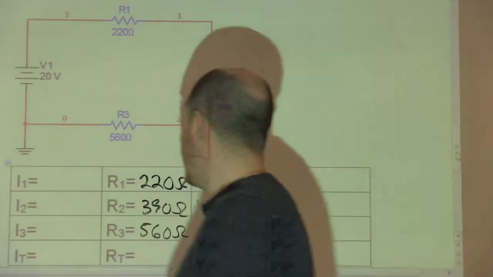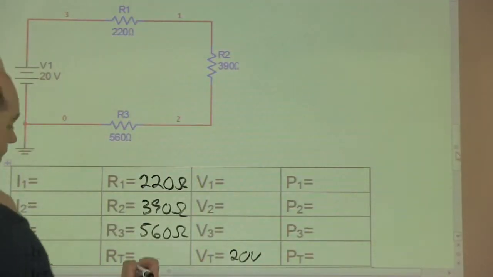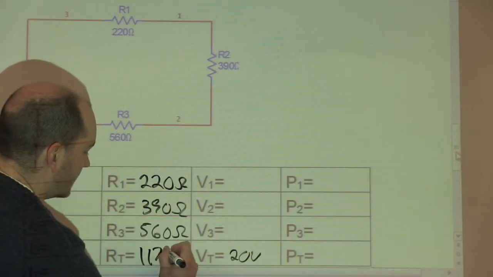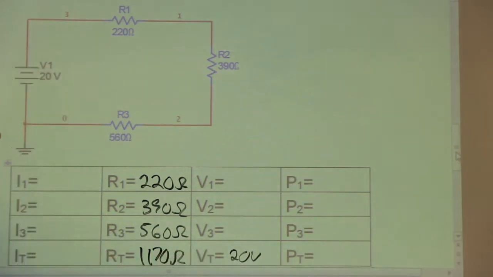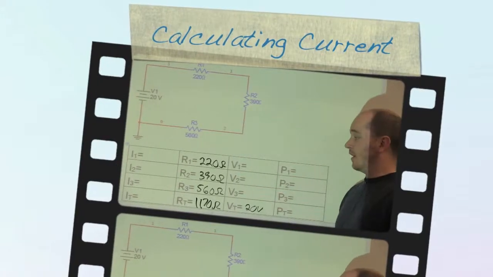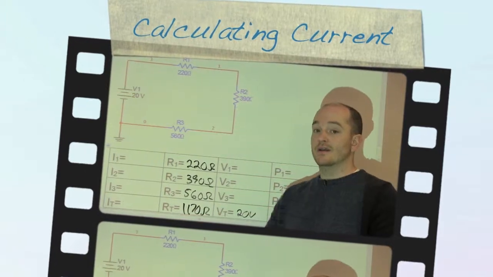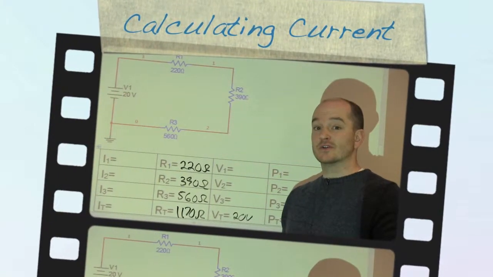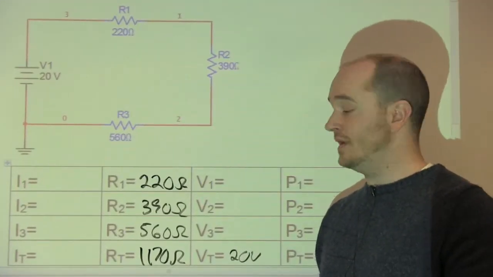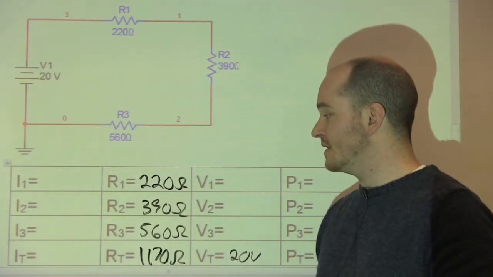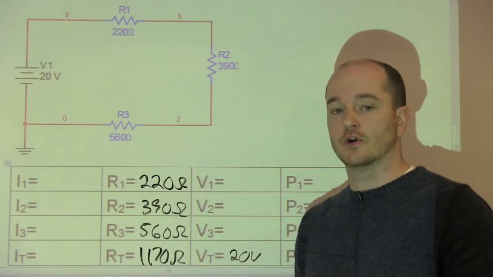And when you do that, you should come up with 1,170 ohms or 1.17 kilo ohms. We'll just keep it in ohms now because we're going to need that value to help us do the next part. The next part is to go ahead and figure out your current in a series circuit. Now, current in a series circuit is really easy. All you need is a voltage and your resistance total to calculate out your current total.